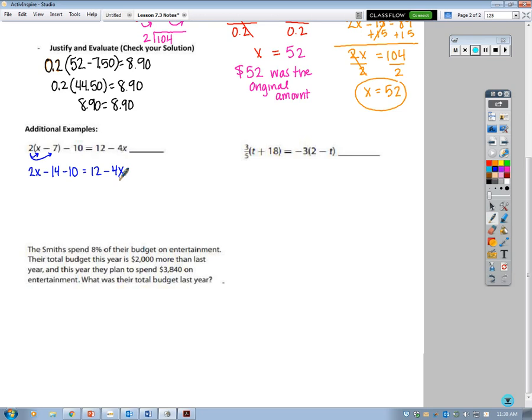Then I'm going to combine terms. I'm going to simplify by combining terms. If they are on the same side, it's just a matter of combining them. So here I've got these on this side of the equal sign. I've got negative 14 minus 10. So that's going to simplify to 2x minus 24 equals 12 minus 4x.